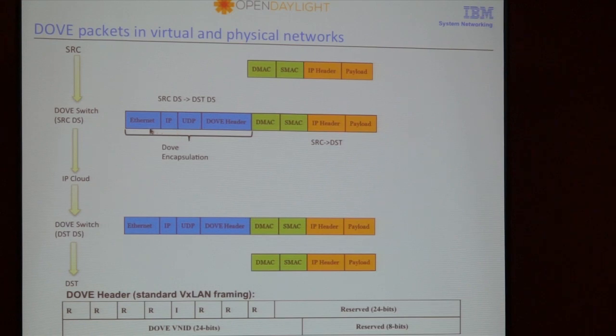Ethernet address and IP address for the vSwitch on the other end of the tunnel, and we also have this Dove header that defines which tenant this packet belongs to. So I'm showing the Dove header format down here. This essentially is just standard VXLAN framing though. So we're just using standard VXLAN packet framing. We use the VNID or the VNI field as the identifier to be able to isolate packets that belong to different virtual networks. So that packet is sent across the IP cloud.